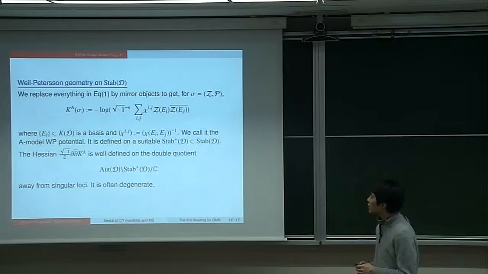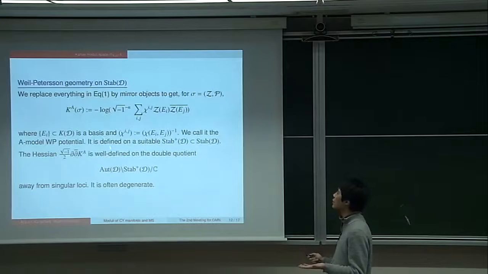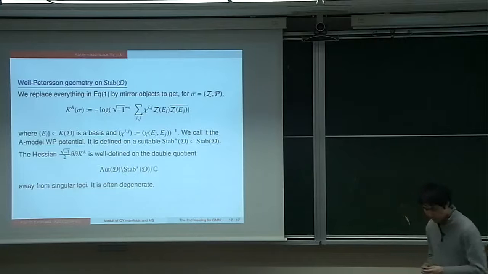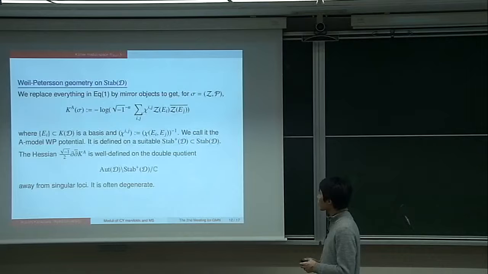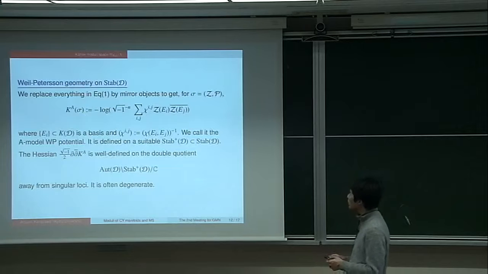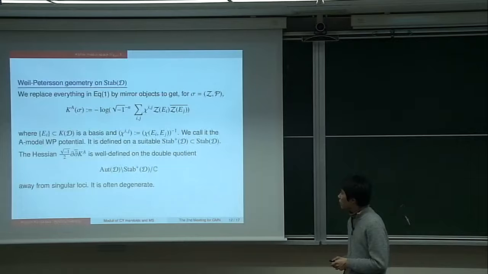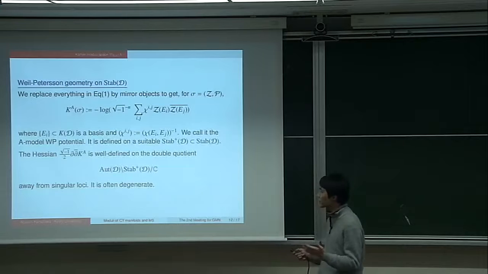But what you can check is that the complex Hessian of this function is well defined on the double quotient of this sort. It's not clear that this is an independent choice, that it's invariant under autoequivalence and things. But the problem is, this is well defined, but it doesn't necessarily give a metric.